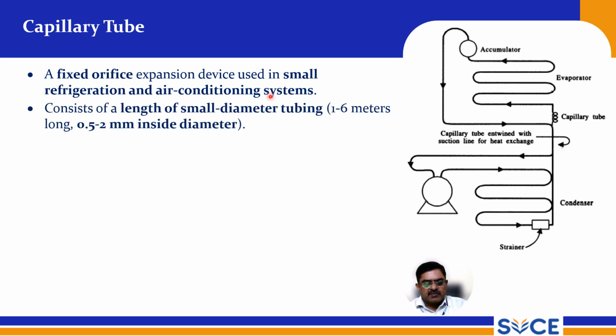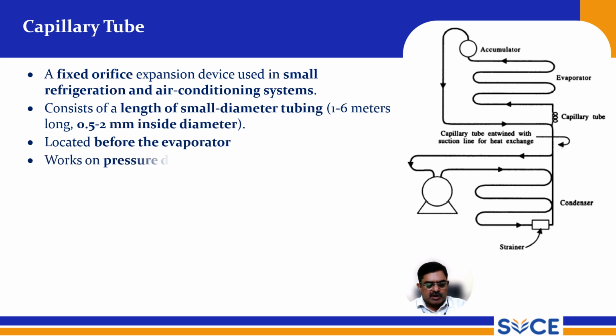And a fixed phase expansion device, it is as simple as this. It is a fixed phase expansion device only, and it consists of a length of small diameter tubing, 1 to 6 meters long, 0.5 to 2 millimeter inside diameter. So the inside diameter is very small. It is a very small orifice, just 0.5 to 2 mm, located before the evaporator.